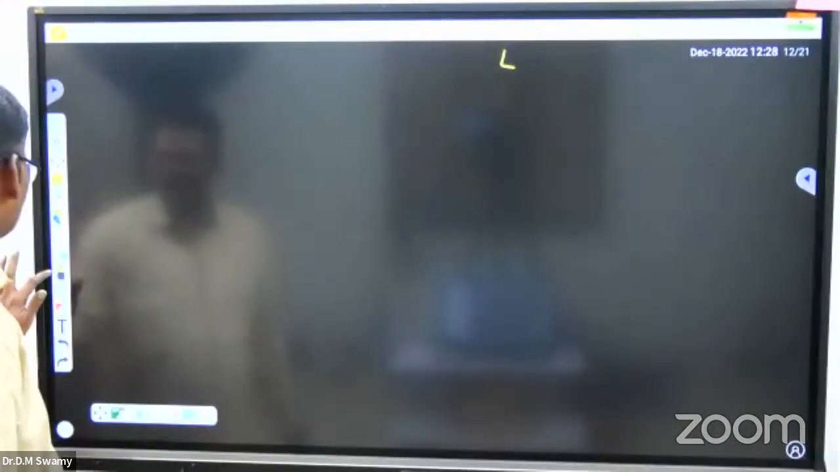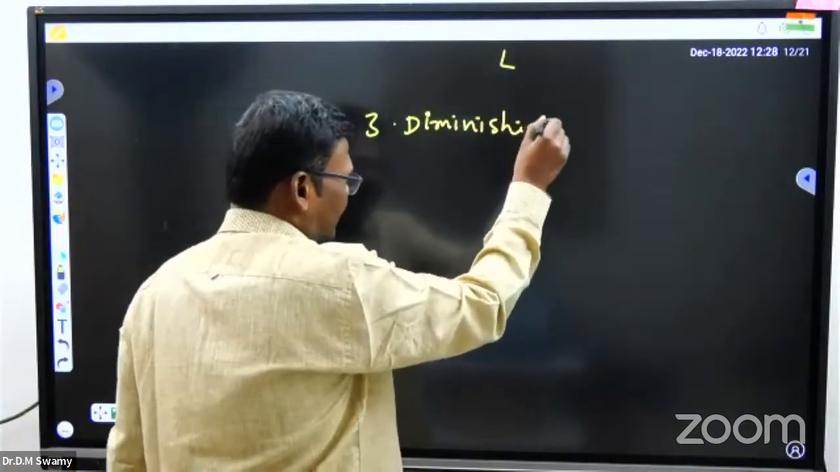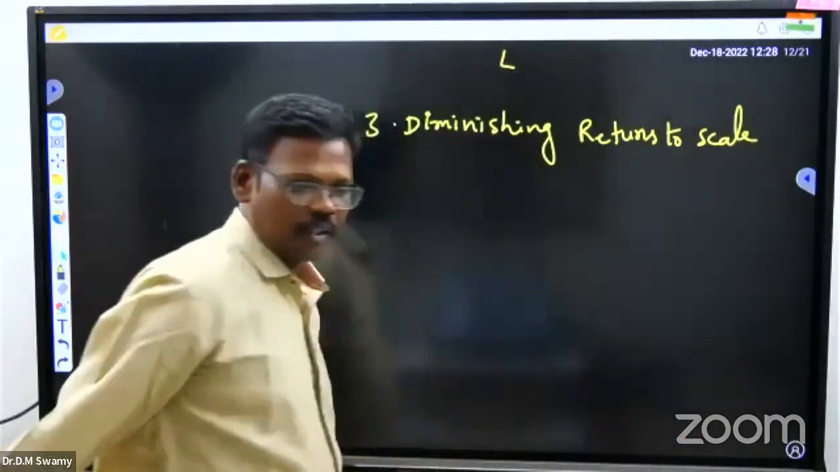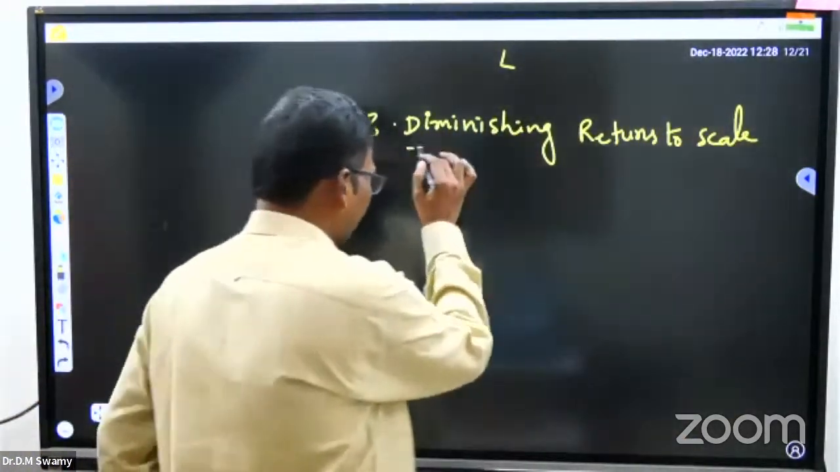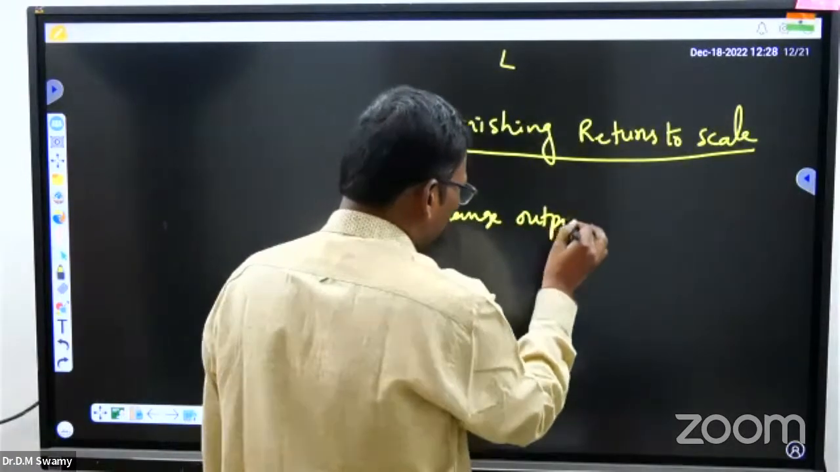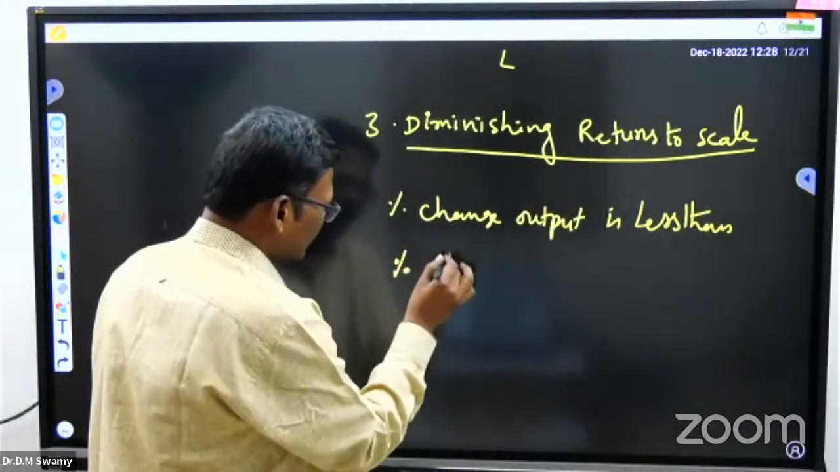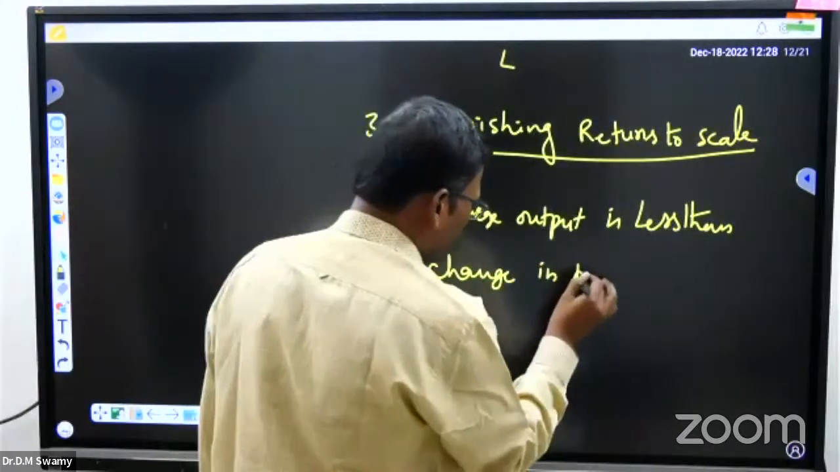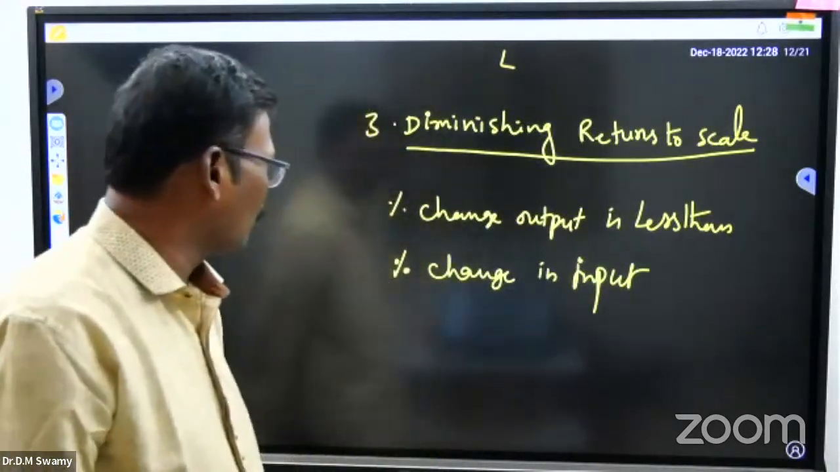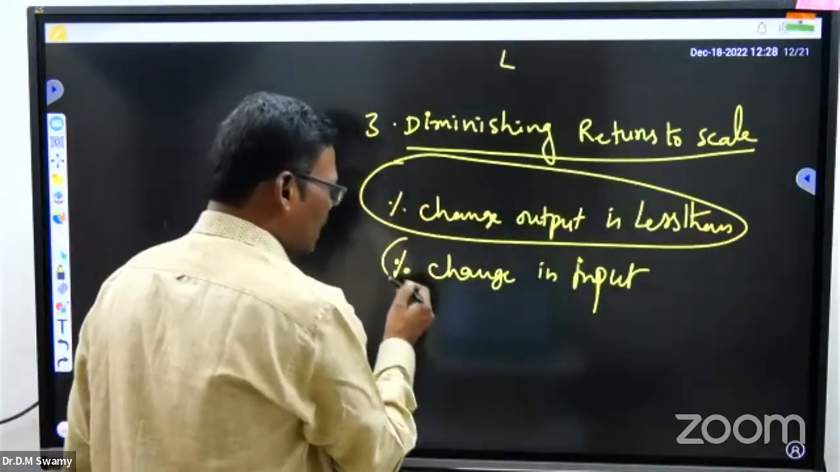And the third one is known as diminishing, or decreasing, returns to scale. In this case, the percentage change in output is less than the percentage change in input. Okay, the percentage change in the output is less than the percentage change in the input.